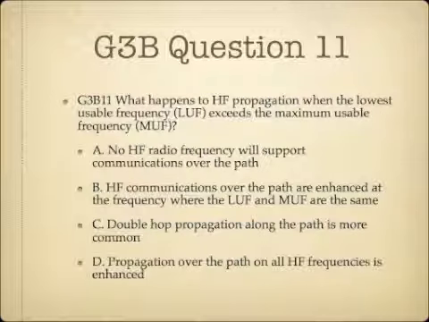Question 11. What happens to HF propagation when the lowest usable frequency exceeds the maximum usable frequency? A. No HF radio frequency will support communications over the path. B. HF communications over the path are enhanced at the frequency where the lowest usable frequency and the maximum usable frequency are the same. C. Double hop propagation along the path is more common. Or D. Propagation over the path on all HF frequencies is enhanced.